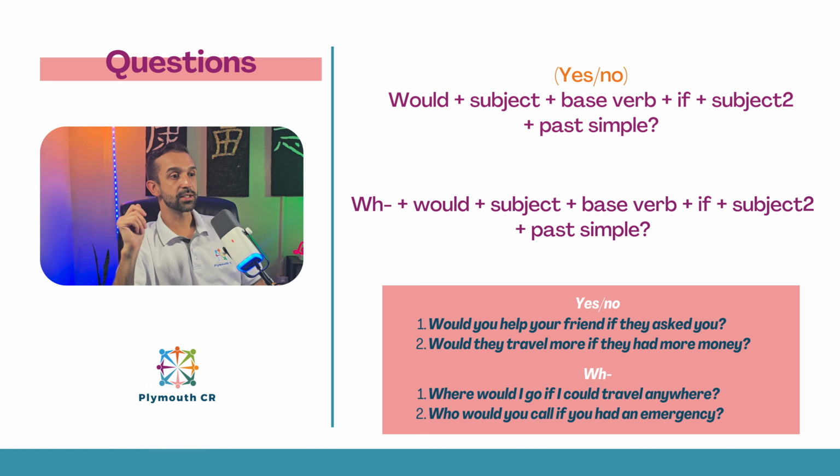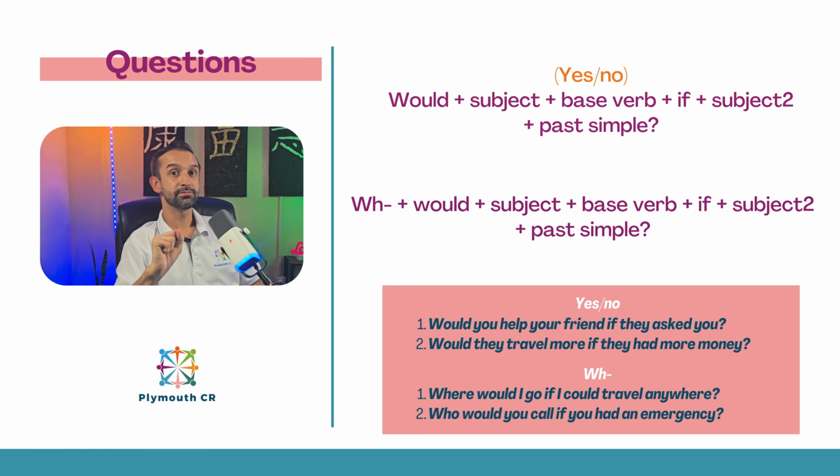Then we have the second example. Would they travel more if they had more money? Look how in this second example, the subject is the same. Subject 1 is they, and subject 2 is also they, okay? And the structure is exactly like the one that is followed in the formula. Then we have the WH word questions examples. Where would I go if I could travel anywhere?